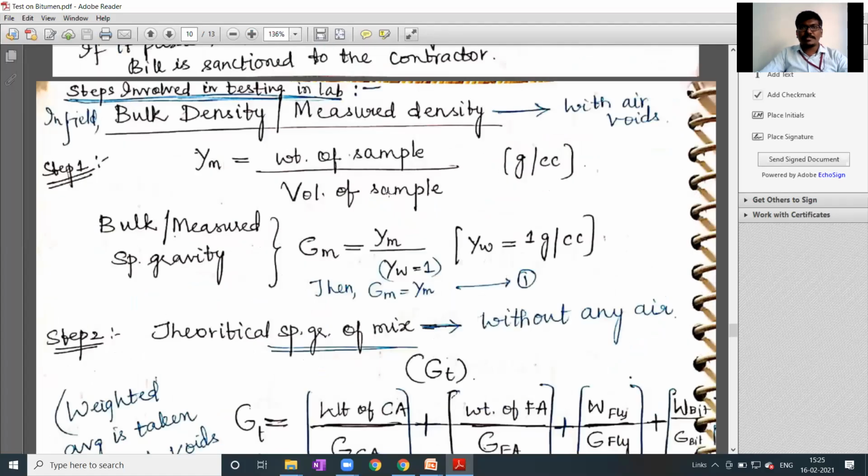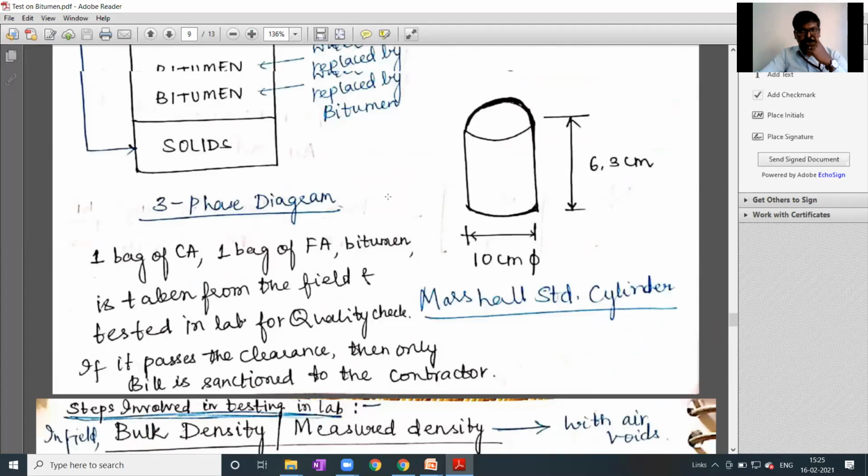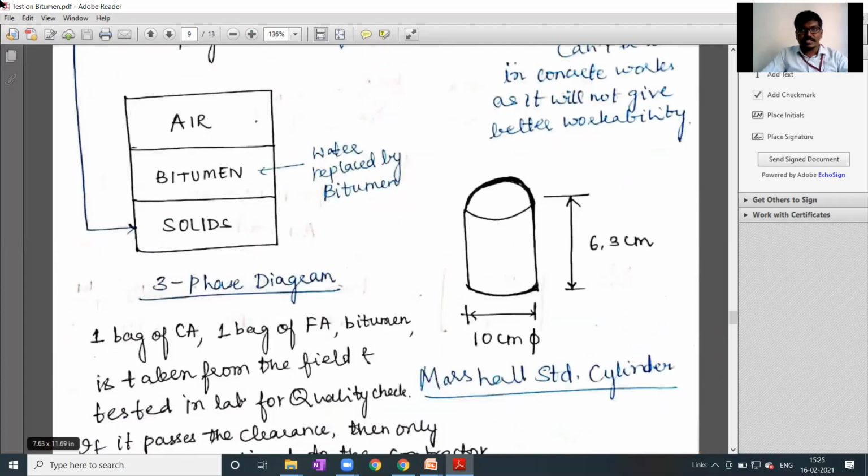Yes, coming to the steps involved in testing in the laboratory. Before that, I will try to explain here itself. Whatever I explained here, the coarse aggregate, fine aggregate, and bitumen, all these three are taken. We need to take exactly 1200 grams of aggregates, that is coarse aggregate, fine aggregate, and the filler, like fly ash. Sorry, not binder, that is filler.